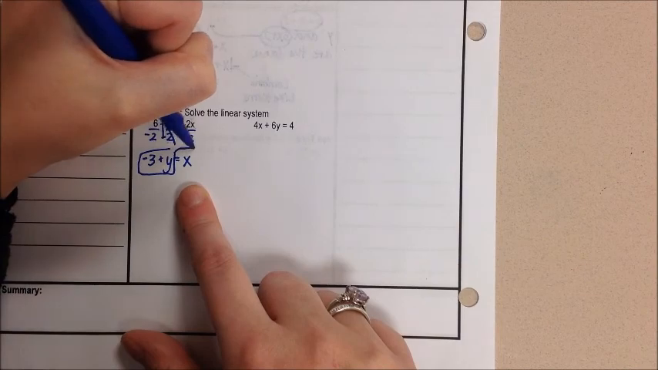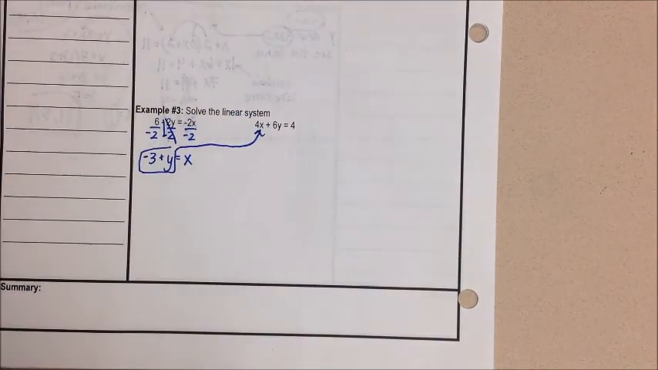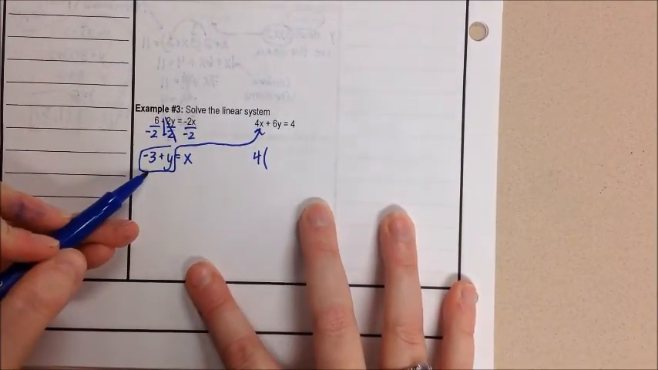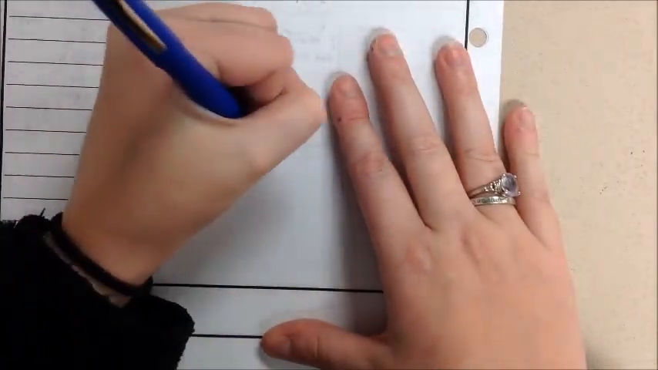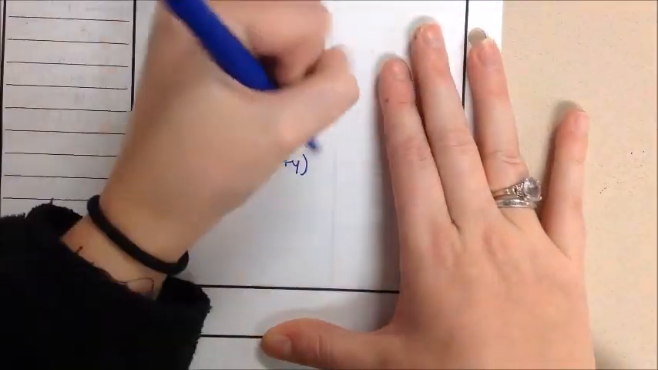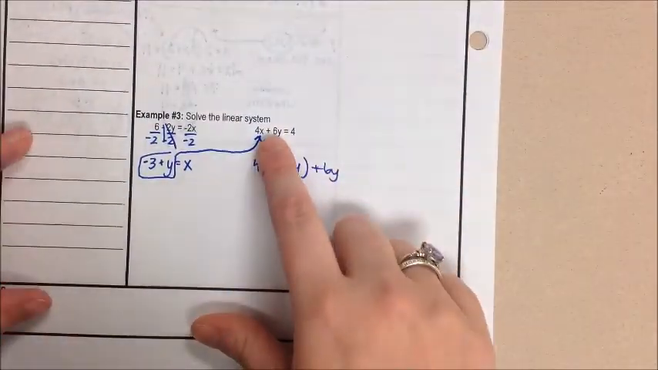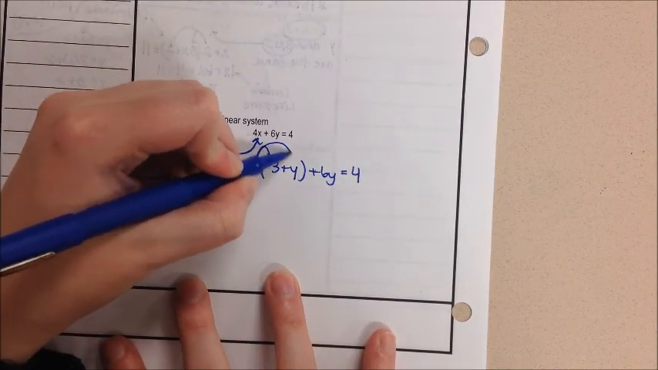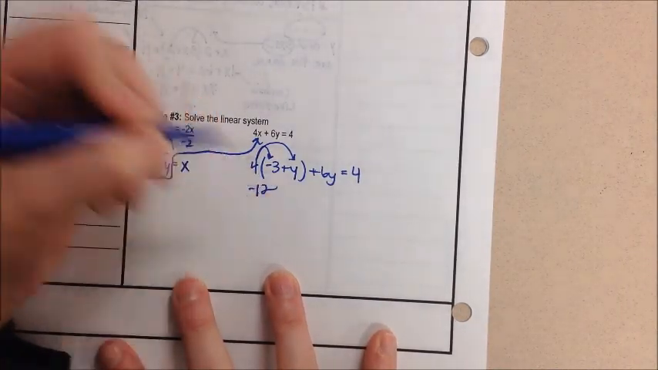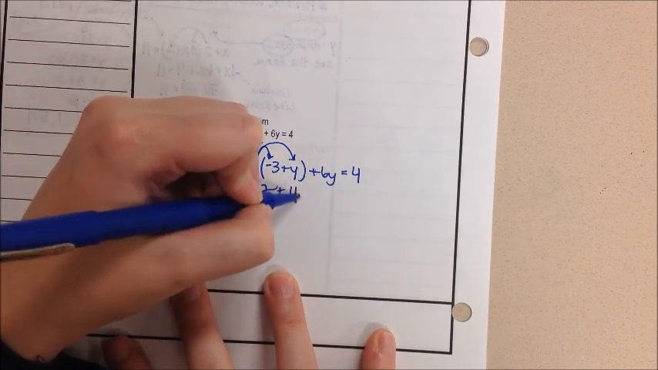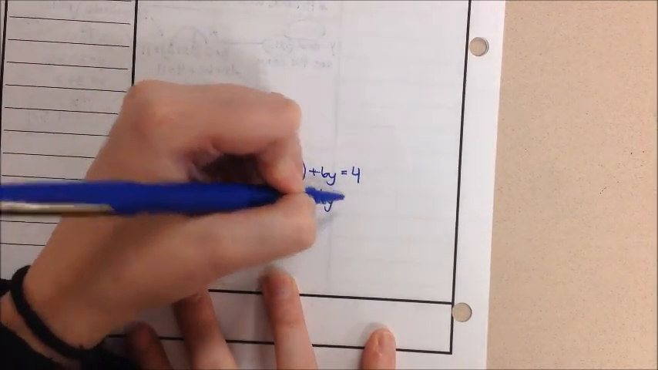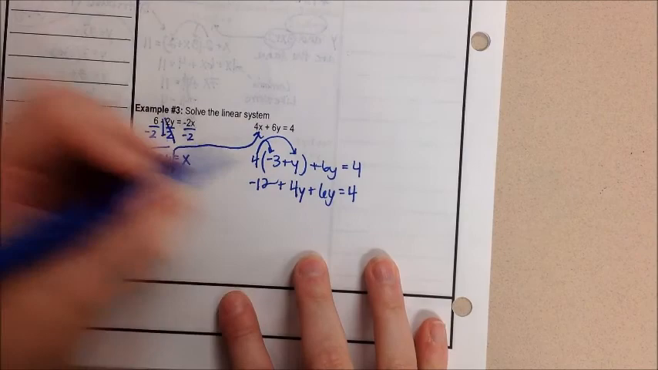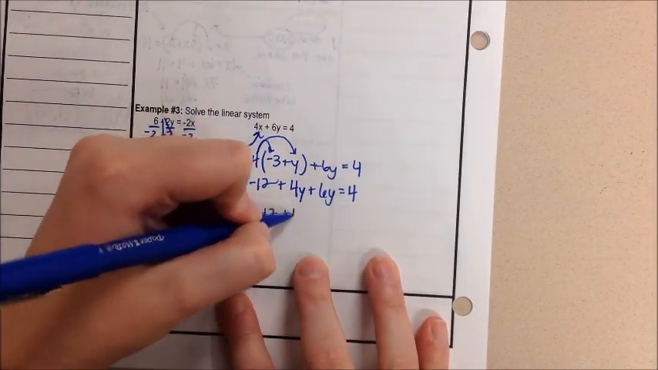So that's the equation I'm going to plug in for x over here. Okay, so now I have 4 times, this is the expression I'm plugging into the x here. So -3 plus y plus 6y. Don't forget the 6y that's still there. Okay, now I have to distribute. So 4 times -3 is -12. And then 4 times y is 4y. Okay, then I'm going to combine like terms. So 4y plus 6y is 10y.